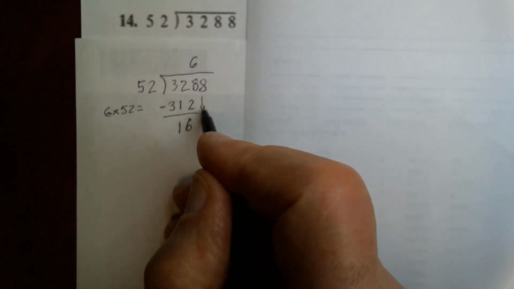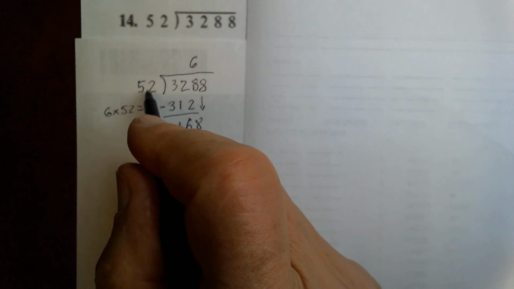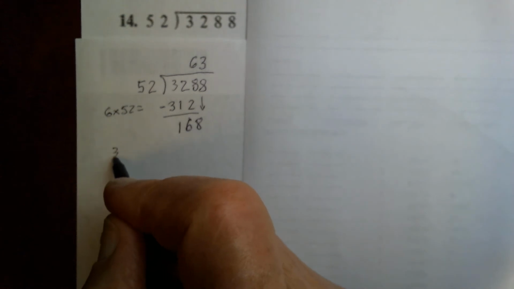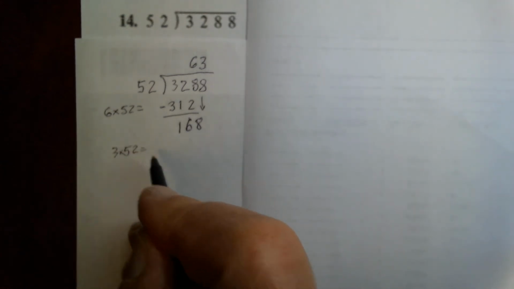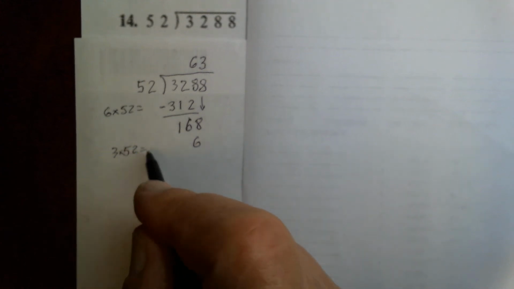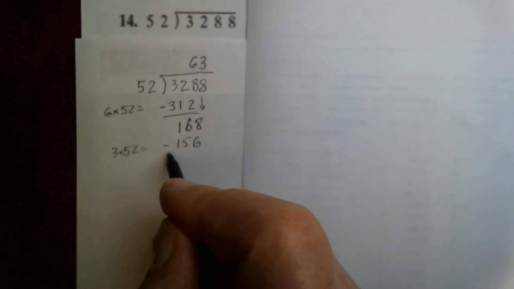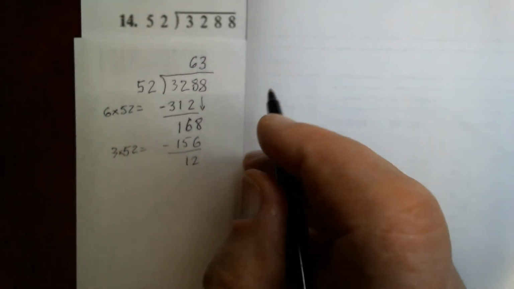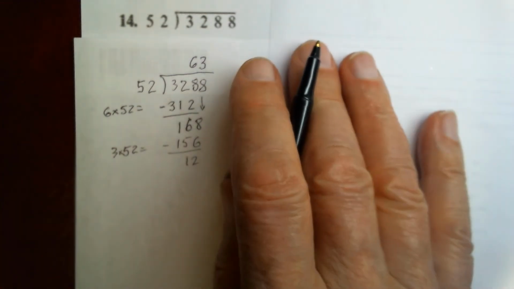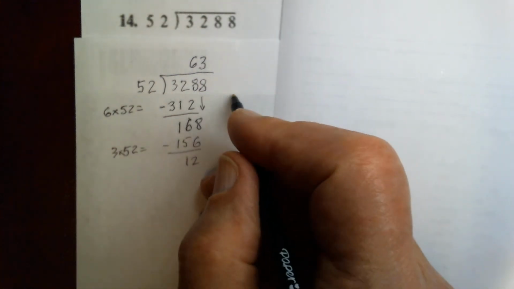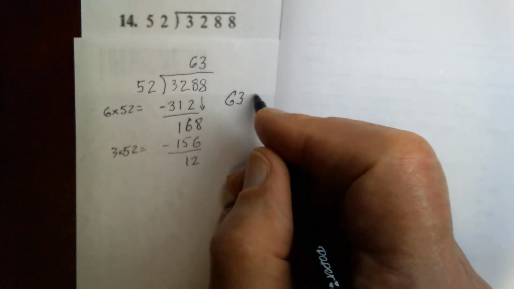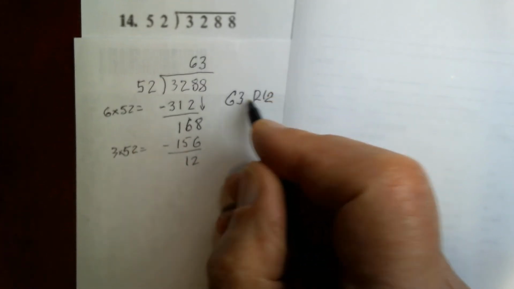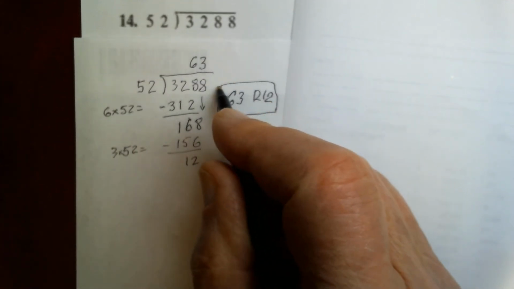Now we bring down the next digit, so 168, and so 52 goes into 168 about 3 times. And then 3 times 52, 3 times 2 is 6, and 3 times 5 is 15. We subtract, and so we find the remainder is 12. So then the answer to number 14 is 63, with a remainder of 12. So that is the answer for number 14.